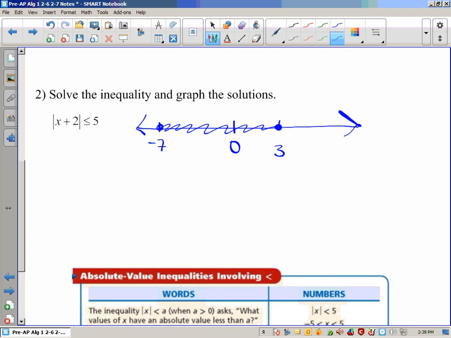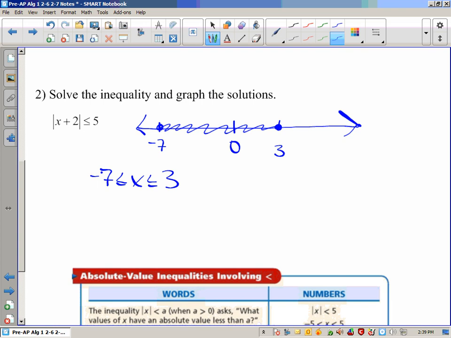Okay? So there we go. There's our answers here. So I could write this as negative 7 in between negative 7 and 3. And here I include the equal to parts because I have the filled in circles.